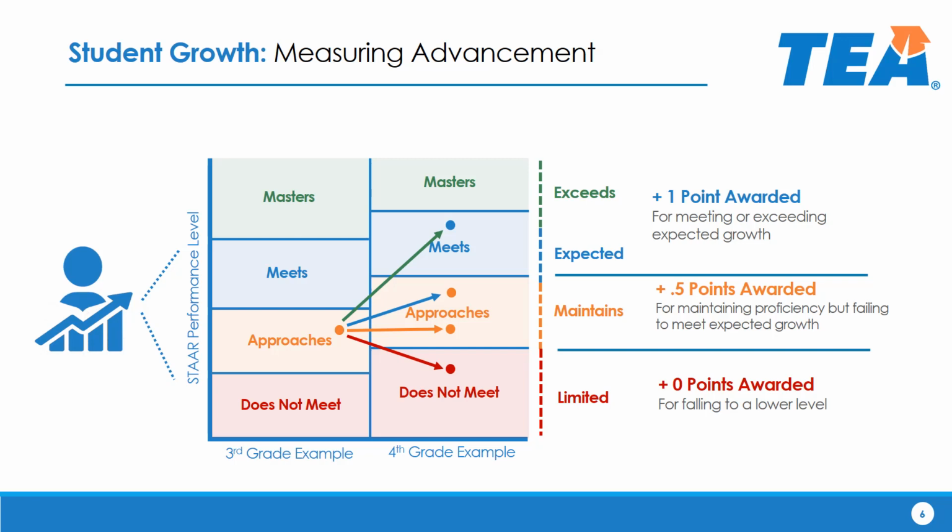A student who is at approaches grade level last year, stays at approaches grade level this year, but does not meet STAAR progress measure expectations, earns half a point for maintaining proficiency. And a student who moves to a lower performance level between years earns no points, with one small exception that we'll go over in a minute. We no longer award 2 points for exceeding STAAR progress measure expectations. This is very different from what we've done in recent years. This is new this year.